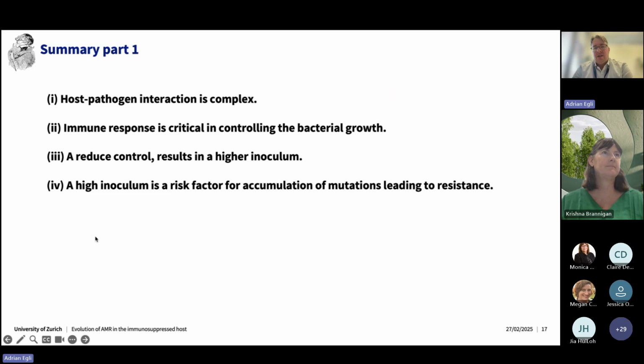So to summarize this first part, host-pathogen interaction is complex, obviously. The immune response is absolutely critical to control bacterial growth, and a reduced control of this bacterial growth results in a higher inoculum. And the higher inoculum is an opportunity for the bacteria to accumulate certain mutations, which then lead to resistance.